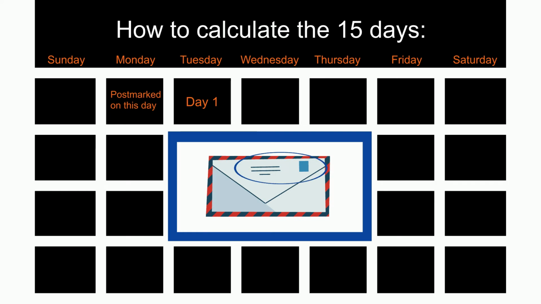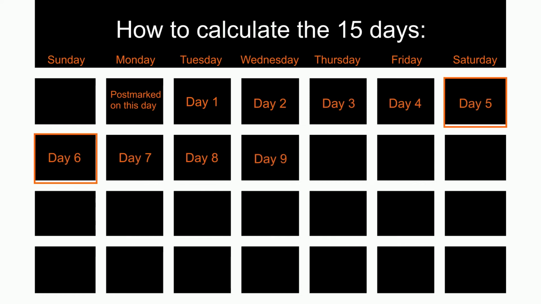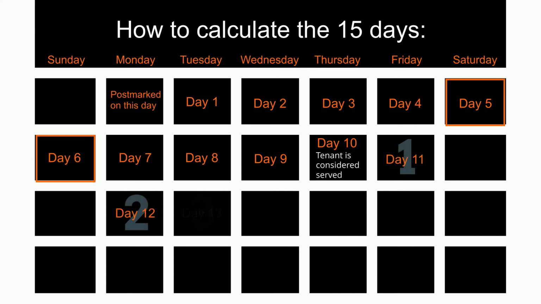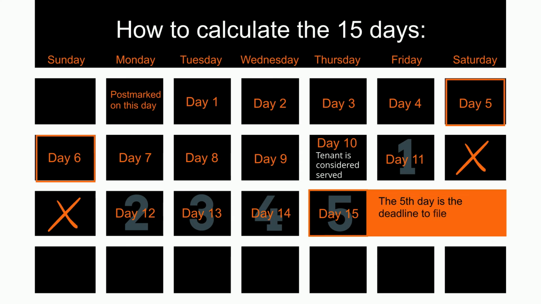For the first 10 of the 15 days, count regular calendar days, every day including weekends and holidays. The 10th day is the day the tenant is considered served. The tenant will then count 5 court days. For these 5 court days, do not count Saturdays, Sundays, or court holidays. The 5th day is the deadline to file an answer with the court.